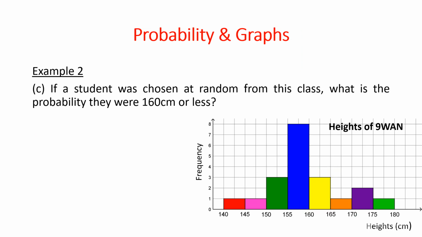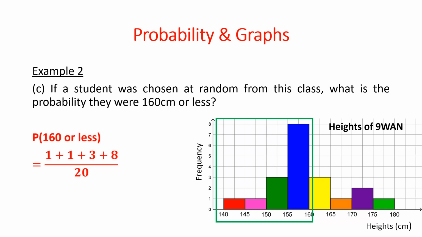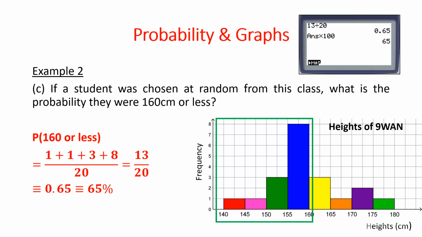Right, and our last question, if a student was chosen at random from this class, what's the probability they're 160 centimetres or less? Well, here are all the students that are 160 or less. So once again, let's add them all up. So we're going to get 1 plus 1 plus 3 plus 8. That makes 13 over 20. 13 over 20 doesn't simplify, but you can convert it to a decimal or a percentage if you prefer.